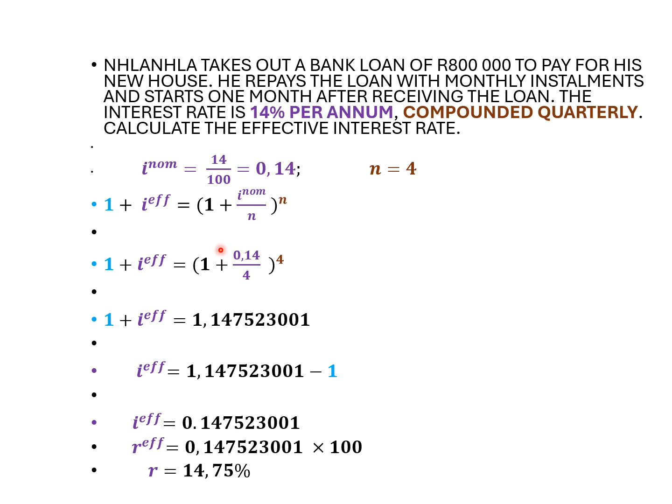So if we simplify this on a calculator, we will get 1.147523001. Take 1 across always, and that becomes minus 1. So I'm left with 0.147523001. Multiply that by 100 to get my rate. Shift the comma 2 spaces, so that becomes 14.75%. You can see again my actual interest for the year, the effective rate, is higher than the nominal rate that was given.